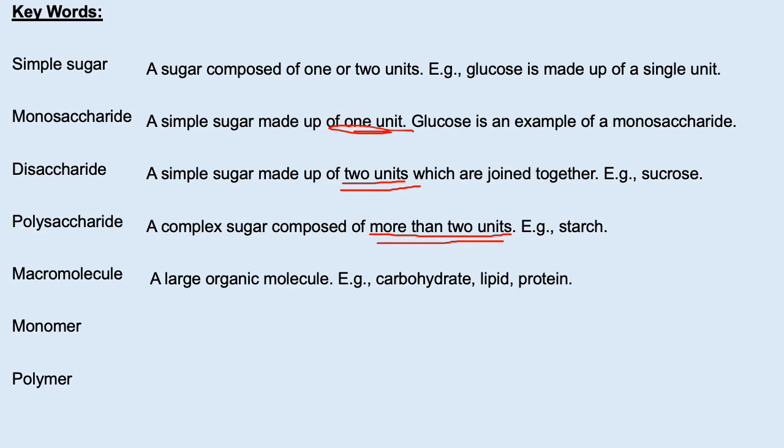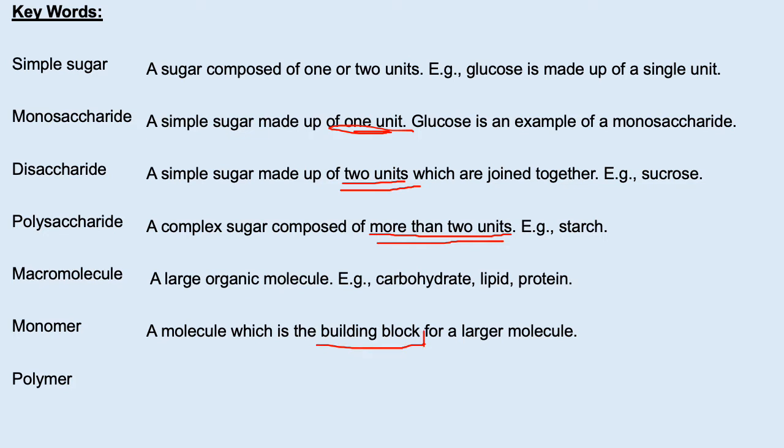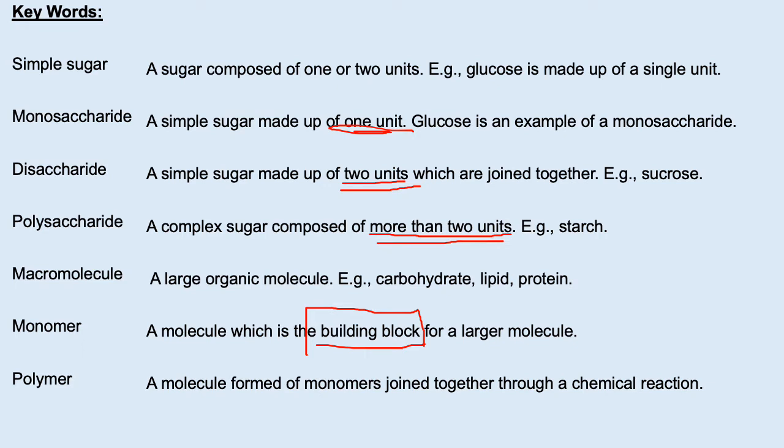A macromolecule is a large organic molecule, such as a carbohydrate, lipid, or a protein, and a monomer is a molecule which is the building block for a larger molecule. Building block is a very key word of this definition as well. And a polymer, for the last definition, is a molecule formed of monomers joined together through a chemical reaction. So I've highlighted bits that are the key points of these definitions as I go through it.